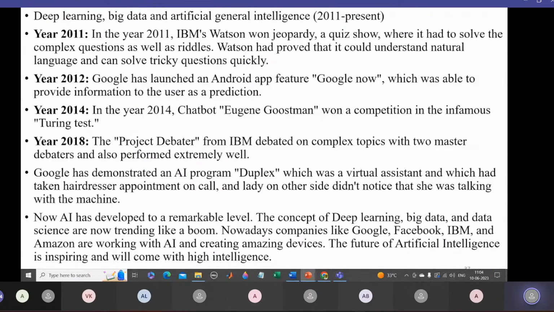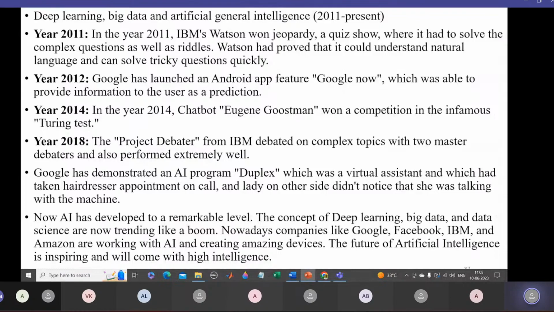And then Google demonstrated an AI program, Duplex. So it's a virtual assistant, which booked a hair appointment on call. But the lady who was at the other end didn't notice; she thought she was talking to a human being.